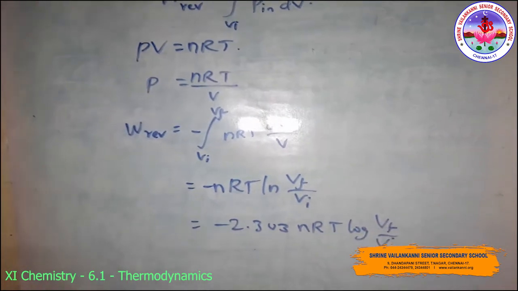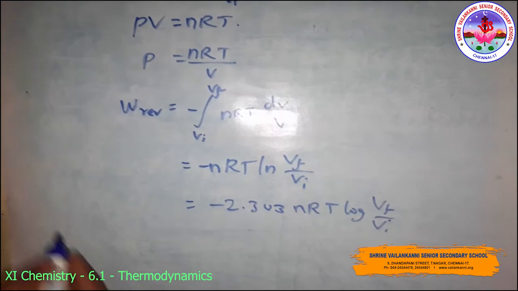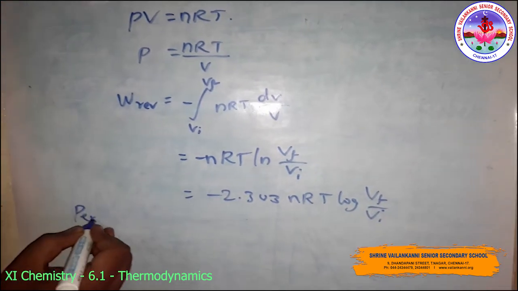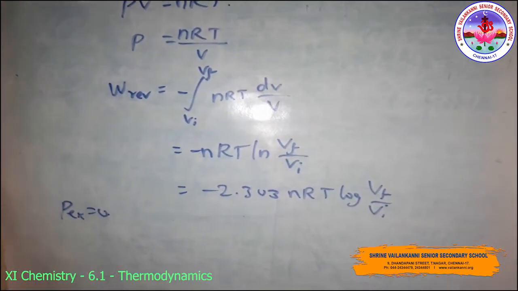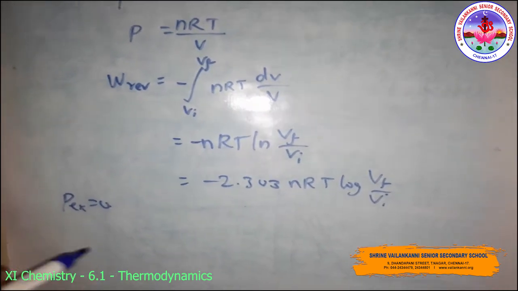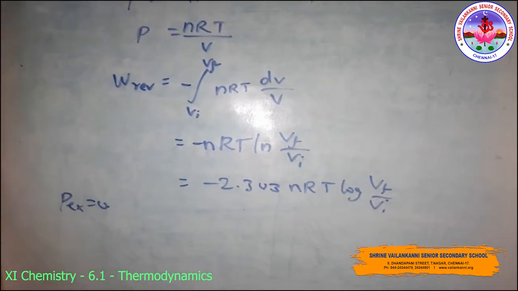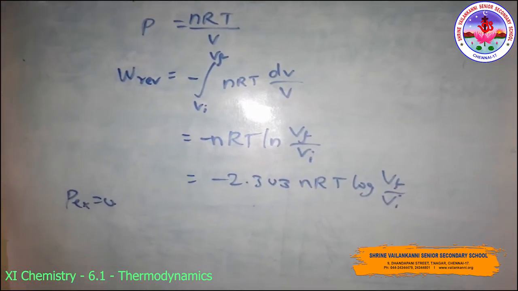Free expansion, that is expansion of a gas in a vacuum where P external is equal to 0, is called free expansion. No work is done during free expansion for an ideal gas, whether the process is reversible or irreversible.